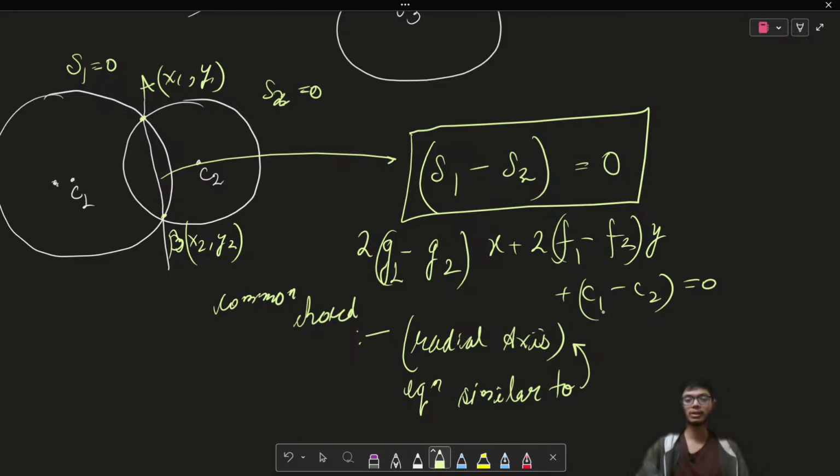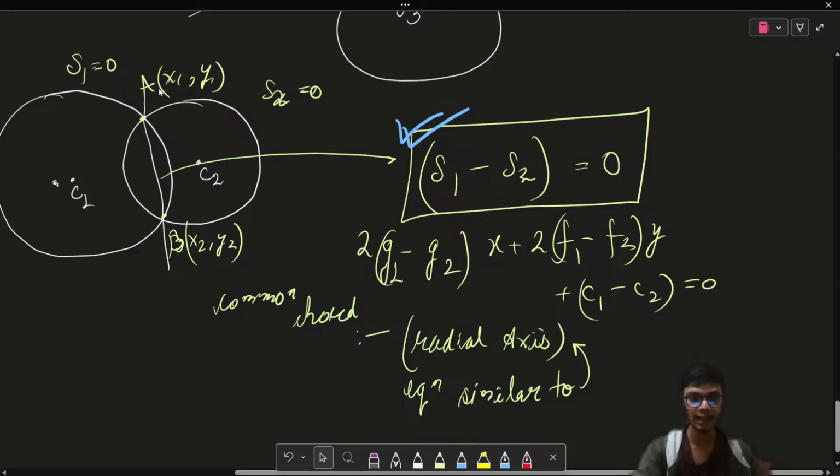So the equation is similar to the radical axis. I hope this is clear to all of you. And once we get point A and point B, we can also find out the length of the common chord. So this is all sort of variation that you will be finding out in the questions.